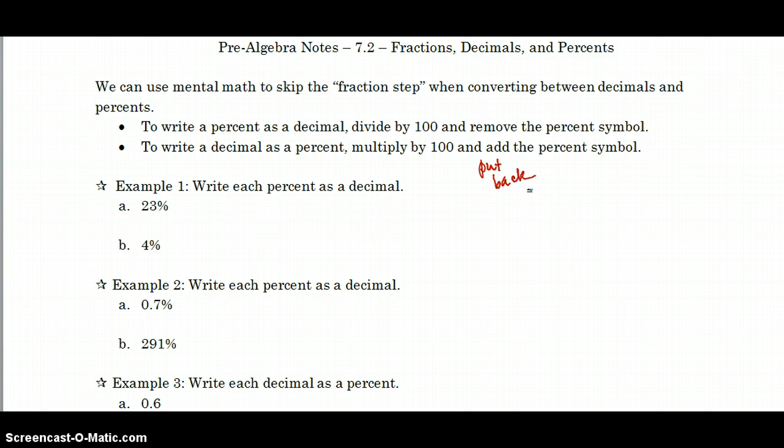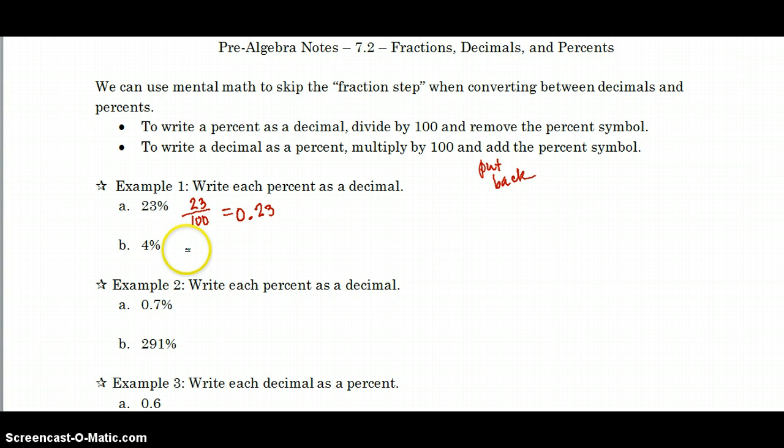For example 1, it says to write each percent as a decimal. So let's go back. To write a percent as a decimal, we need to divide by 100. So 23 divided by 100, we did this a lot last semester, means it's going to be 0.23. And the proper way to do that is to say 0.23, so we make sure we see that as a decimal.